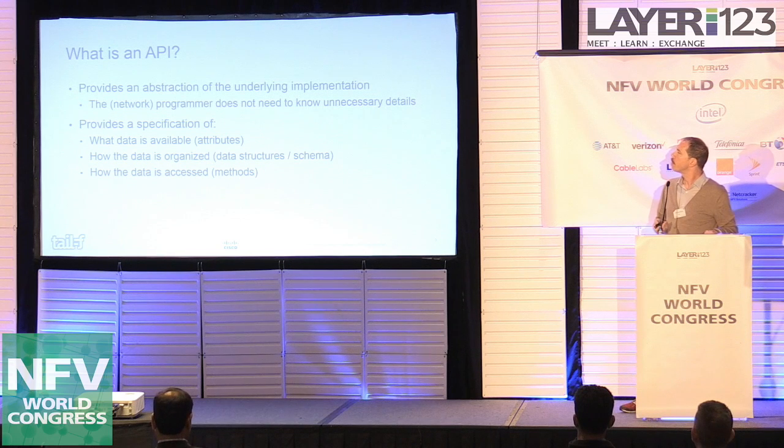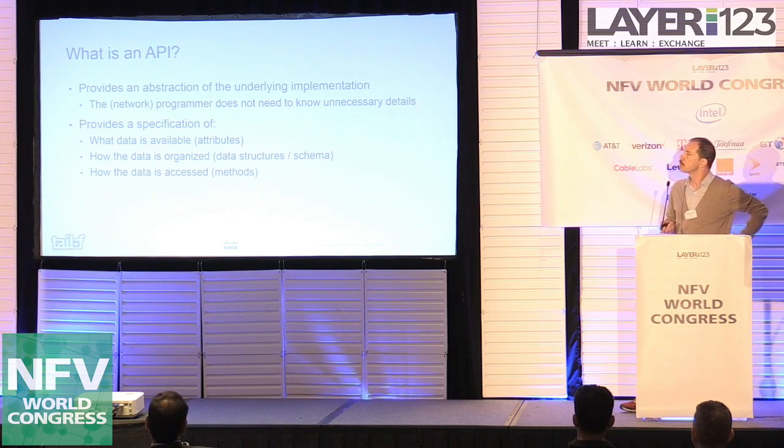And there are a couple of specific properties that we really want from an API. We want to be able to talk about what data is available. What kind of attributes does this element have? How is it organized? Is there a structure to it? And how do I access it? How do I read and manipulate the data that's available?